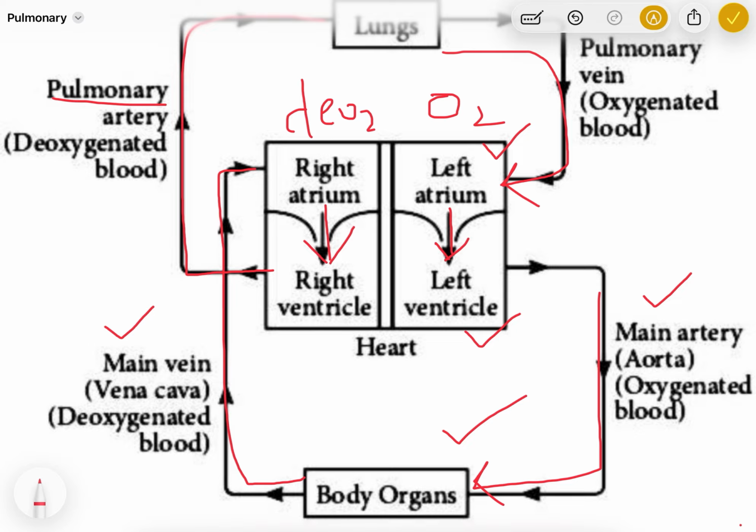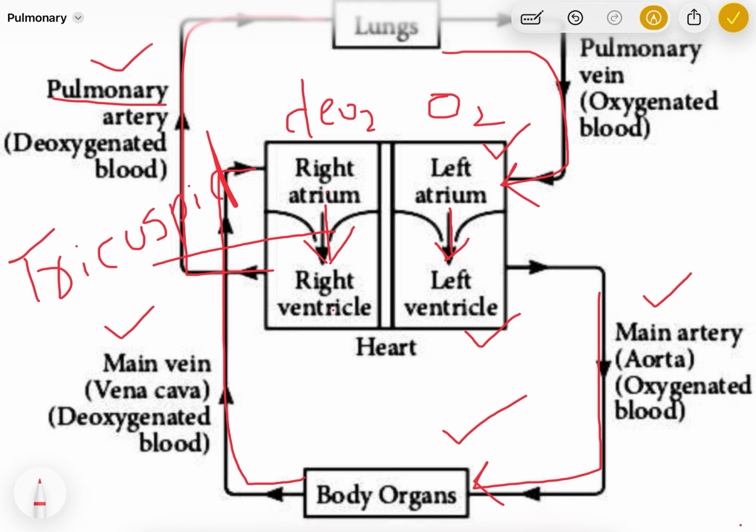Now let's discuss the valves which are involved in this circulation. First, there is a valve between the right atrium and right ventricle. This valve we call the tricuspid valve. I'll just write it here. Tricuspid valve. Next, there is a valve between the right ventricle and the pulmonary artery. We call it the pulmonary valve.